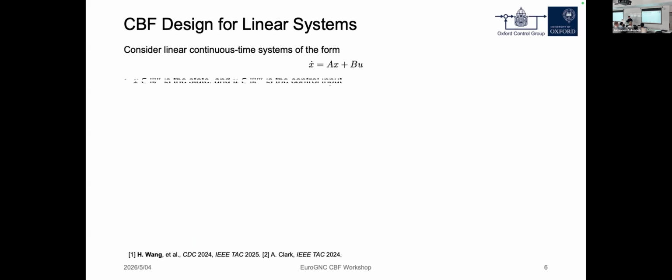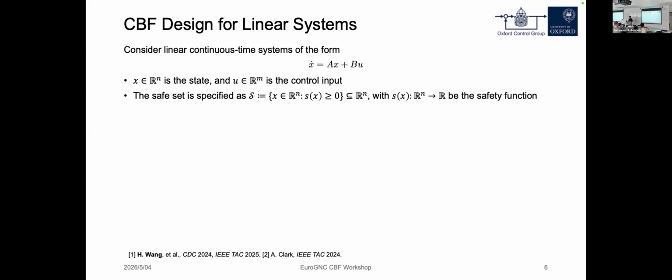So let's start from the simplest case still. We start from a linear system. We consider the following linear continuous time system, where it's very simple. We have no noise over here. It's basically x dot is Ax plus Bu. And we denote that we have a multi-input, multi-output system. x denotes the state, and u denotes the control input. And we have a safe set specified as the zero super level set of S of x.